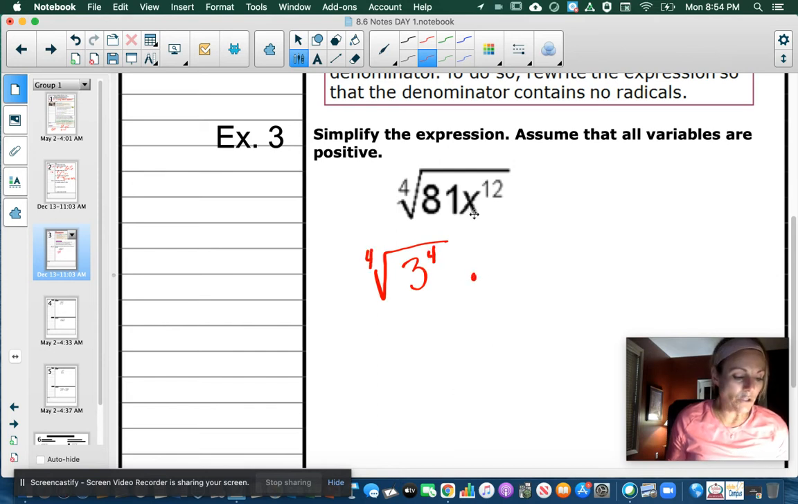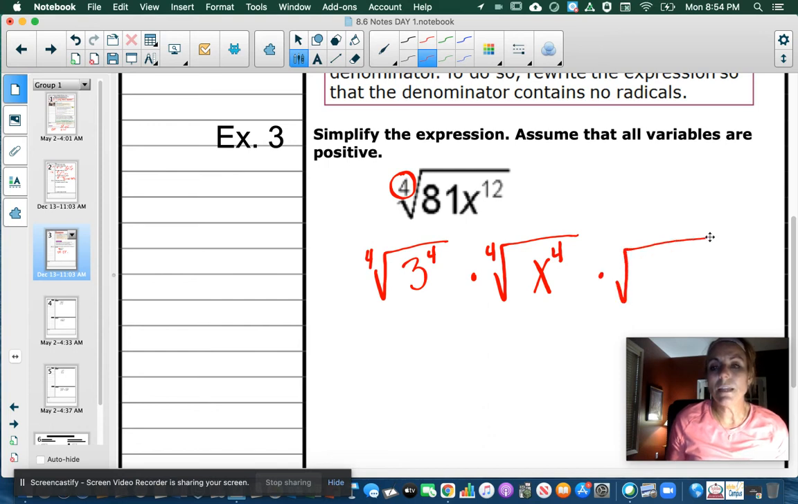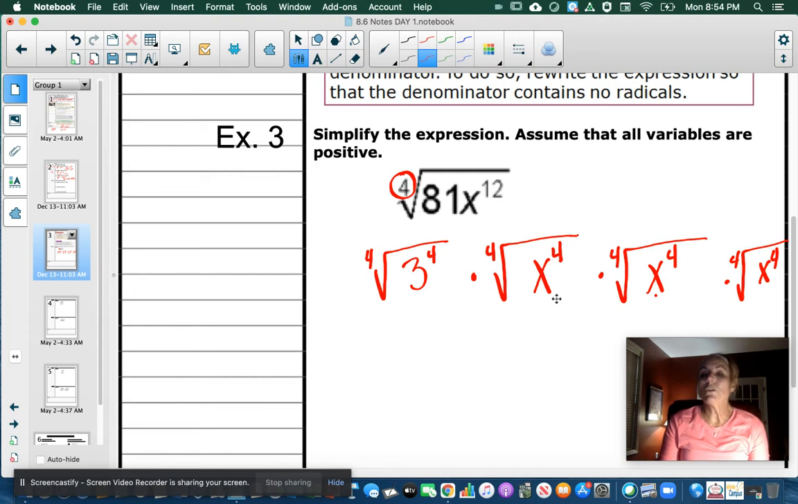And now x to the 12th, we're going to break that up into, because we're dealing with an index of 4, we're going to start with x to the fourth, and we're trying to see how many of these I need. Well, I know that x to the fourth times x to the fourth is x to the 8th, so I think I need one more x to the fourth to get me x to the 12th. Because when we multiply bases that are the same, which are the x's, we add the exponents.